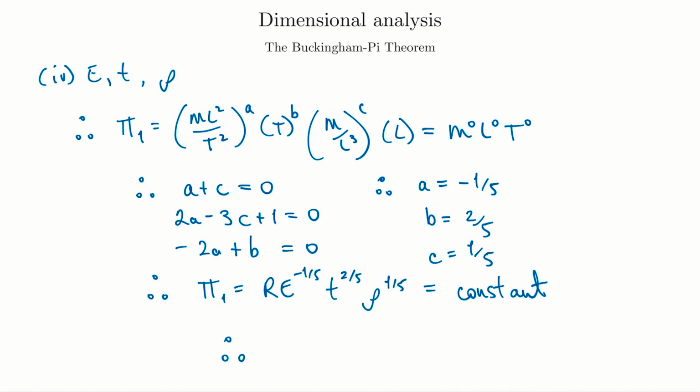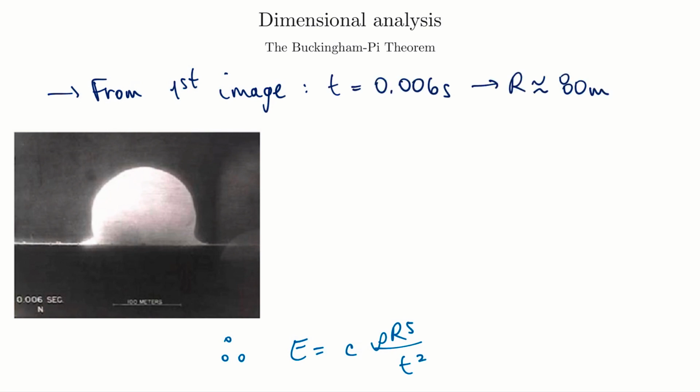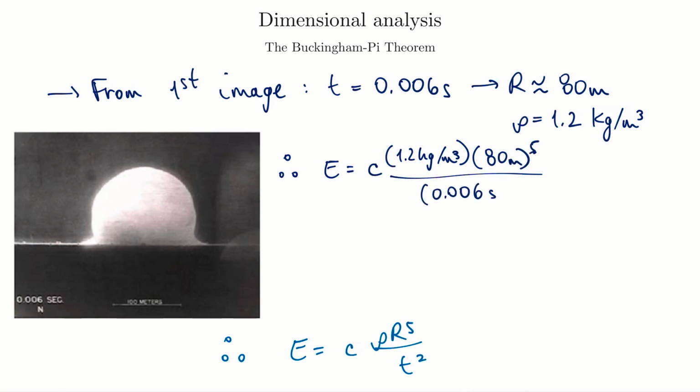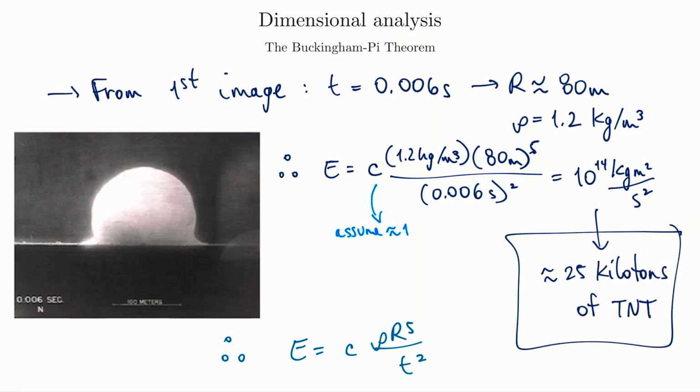So we write that, therefore, the energy equals some constant times density times r to the 5 over t squared. Now we have our image, so we can plug this in. At t equals 0.006 seconds, our radius is about, we'll say, 80 meters. Density of the air is 1.2 kilograms per meter cubed. Okay, so we can go ahead and sub all that in. We can assume the constant is equal to 1. That gives us an approximate energy of 10 to the 14 kilogram meter squared per second squared. That's roughly 25 kilotons of TNT. Okay, very close estimate to the actual energy of the bomb.